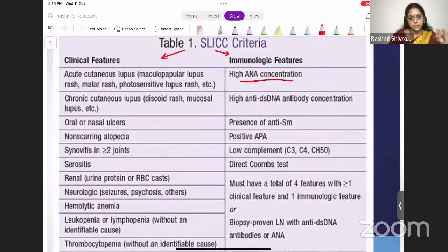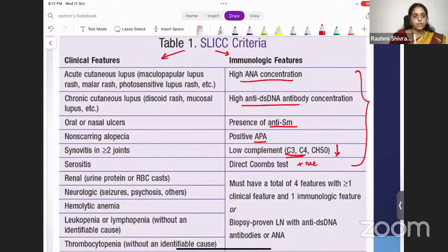So high ANA concentration. Then high anti-dsDNA antibody concentrations. So in presence, you need to have high anti-dsDNA antibody concentrations, but just the presence of anti-Smith itself indicates that it is lupus, right? Then positive antiphospholipid antibodies. Complement levels will be low. Then the direct Coombs test will be positive. So like I told you, autoimmune hemolytic anemia, these features will be present, right? So you need to have high concentration of ANA and anti-dsDNA, presence of an anti-Smith antibody. You need to remember the difference. Positive antiphospholipid antibodies and low complement levels and direct Coombs test will be positive.